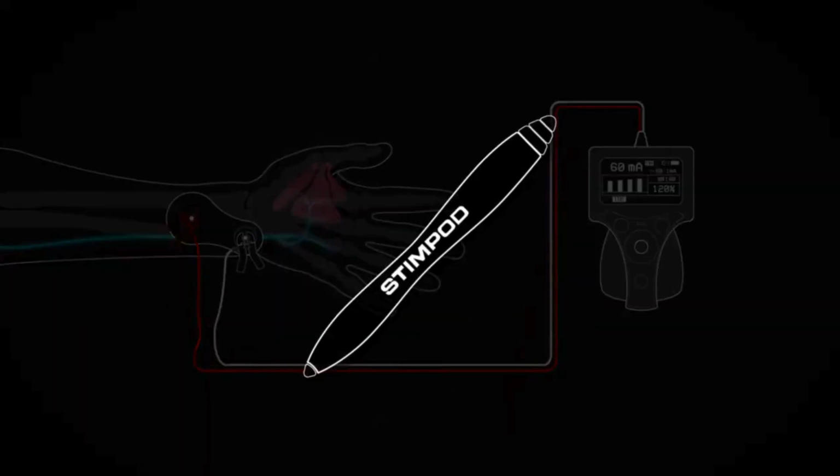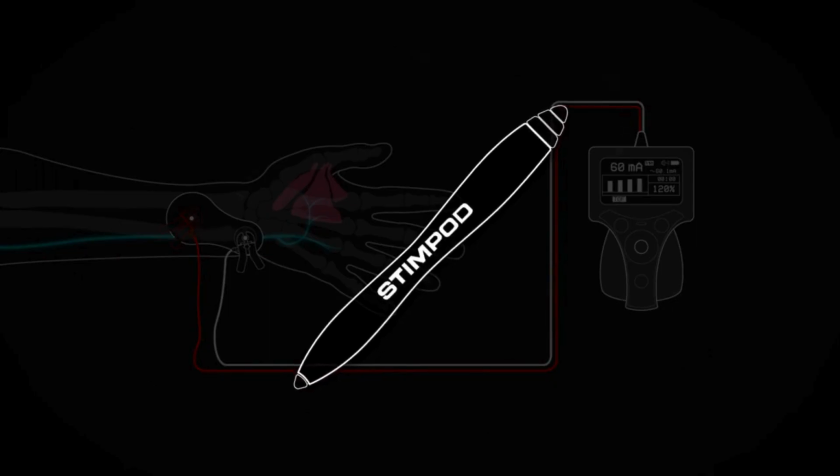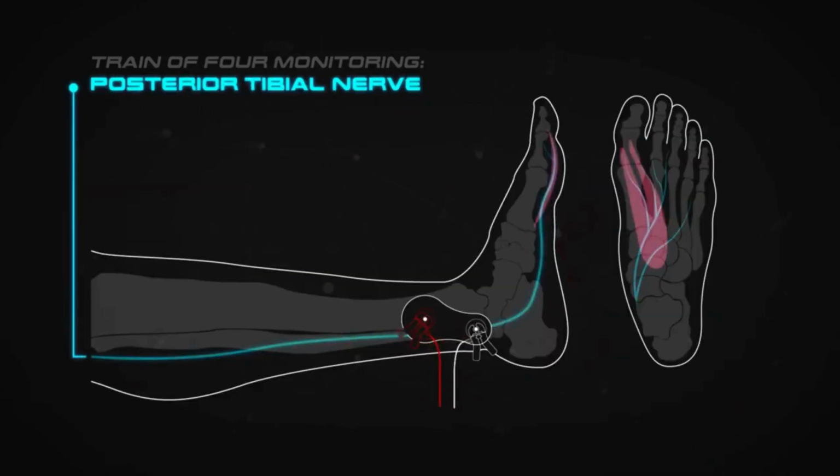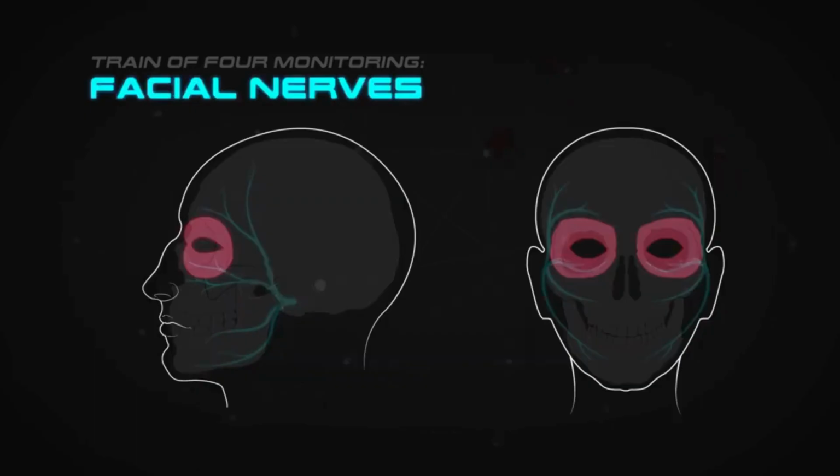For further demonstration and use of the nerve mapping pen for optimal electrode placement, please view the following videos by Zavant. Trainer for monitoring of the ulnar nerve, trainer for monitoring of the posterior tibial nerve, and trainer for monitoring of the facial nerves.